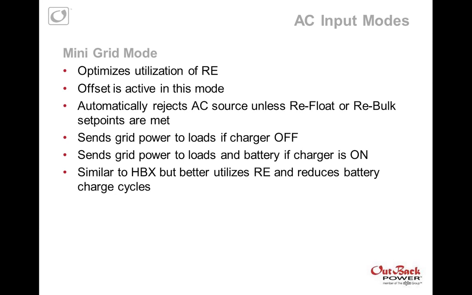There's also something called mini grid mode, and basically it's set to optimize the utilization of the renewable energy. Offset is also active in this mode, and it will reject the AC source unless the refloat or rebulk set points are met. And what this means is it's going to run off renewable energy power, maybe even bleed off a little bit of the battery power until the batteries are really starting to run down, which is the refloat and rebulk set point.